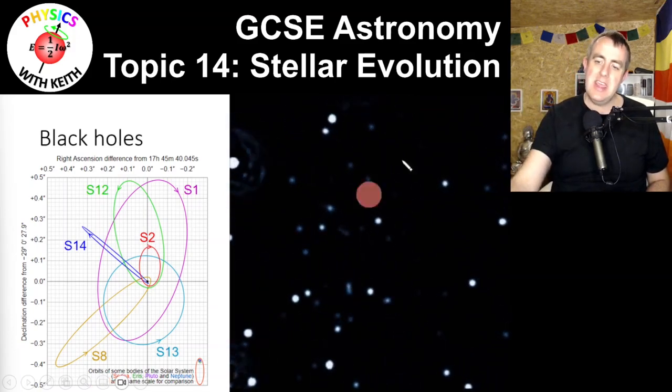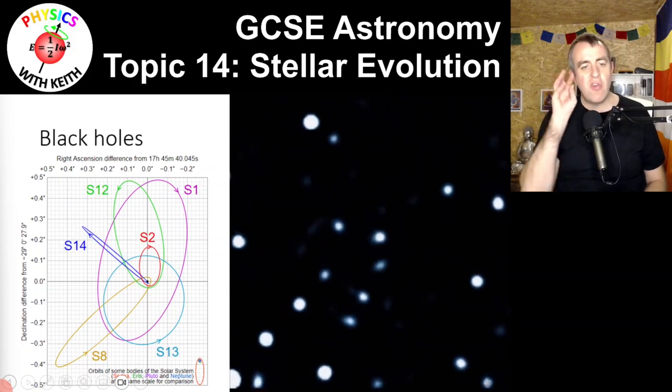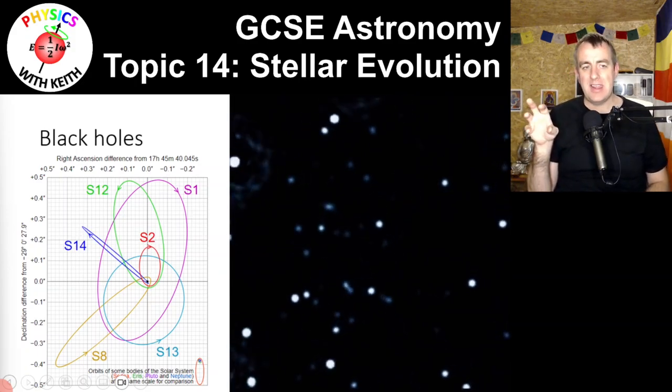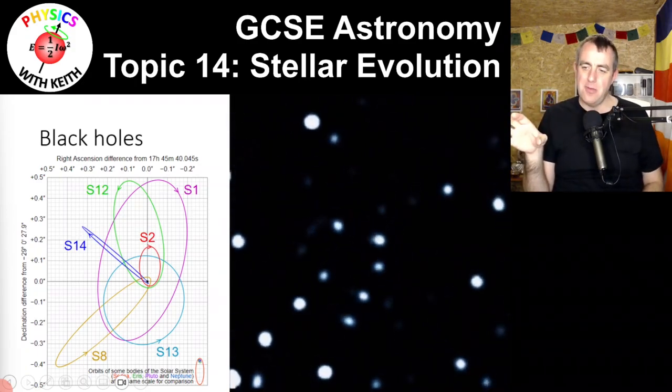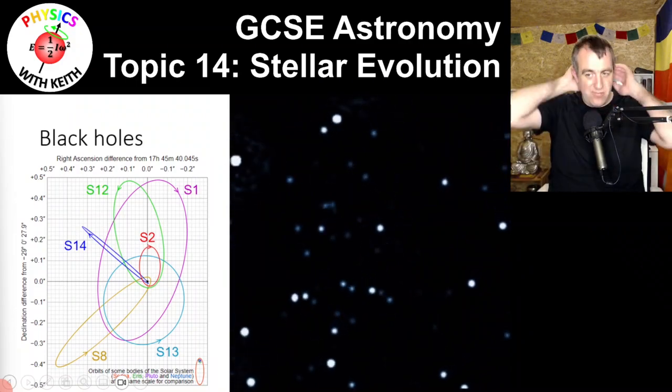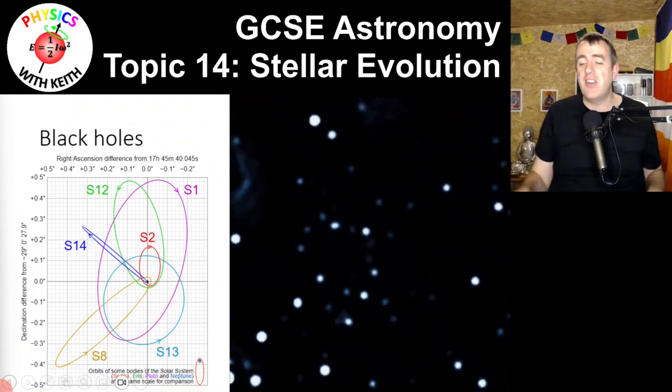Now, what we're looking at here is a very small region right in the central bulge of our galaxy. That's what we're looking at here. So, we're looking at such a small patch of sky.